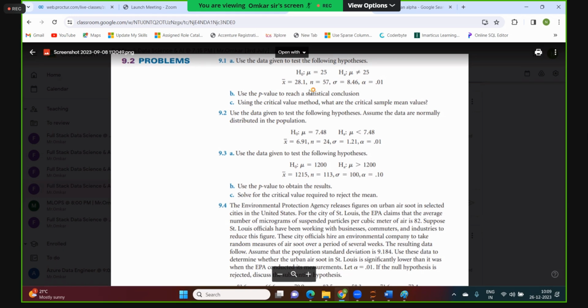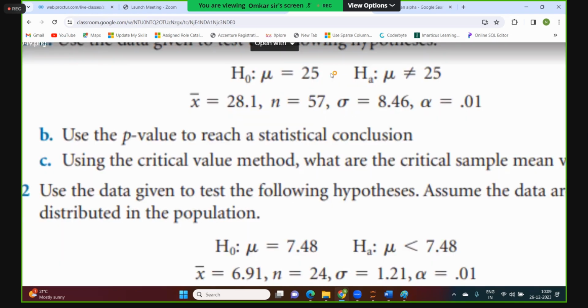H naught: mu equal to 25. HA: mu not equal to 25. X bar is equal to 28.1. What is the question? There is no H naught. Write that H naught, what I am saying, just write it.